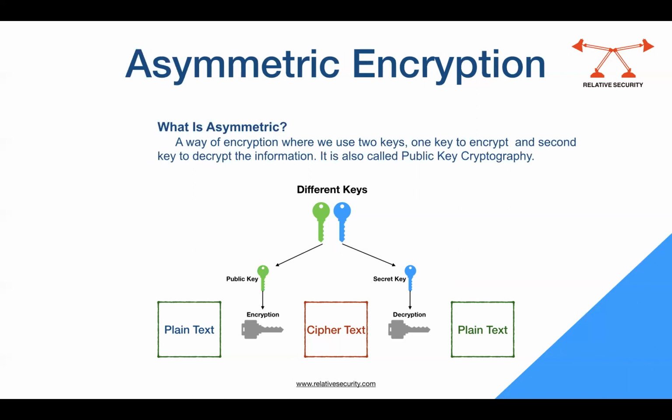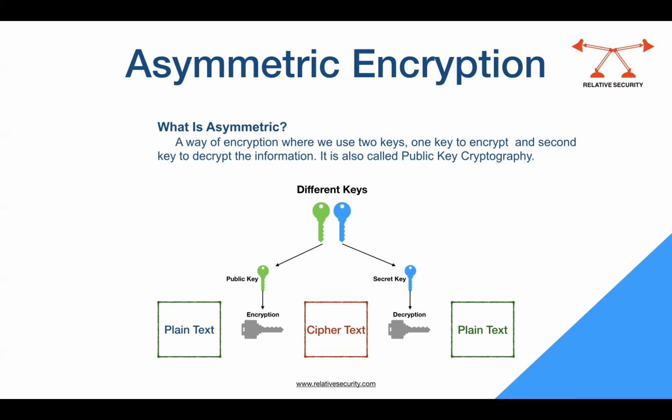Asymmetric encryption is also called public key cryptography. In public key cryptography, we have two keys. One is the public key, which is known to everybody. One is the secret key, which is known only to the user that is going to encrypt the information. So in asymmetric encryption, one key is used to encrypt the information, and the other key is used to decrypt the information.